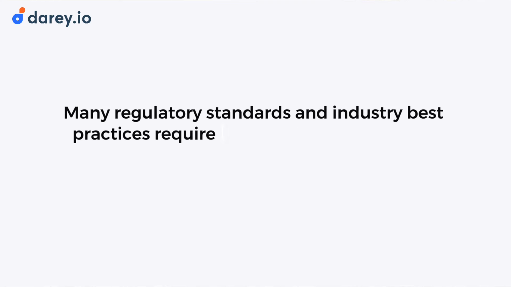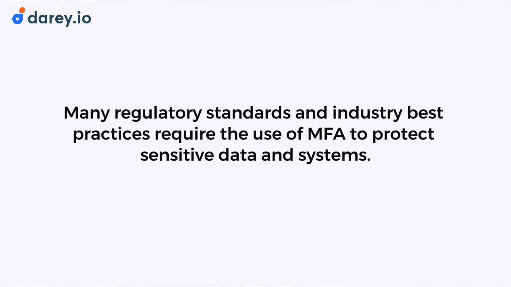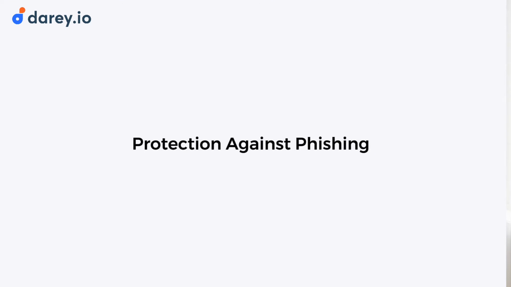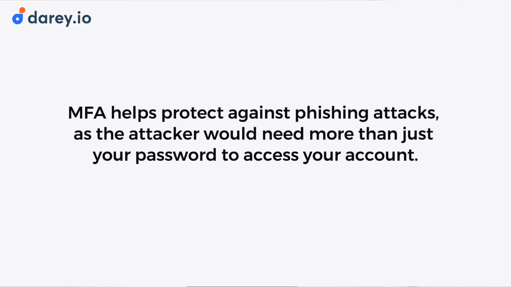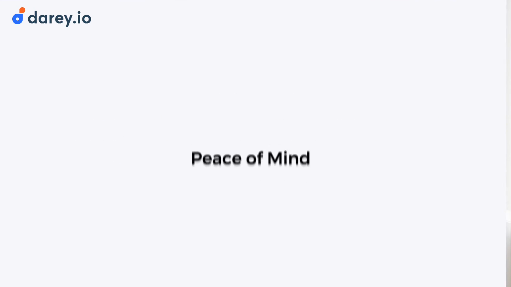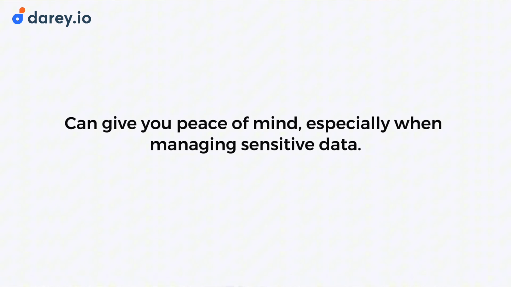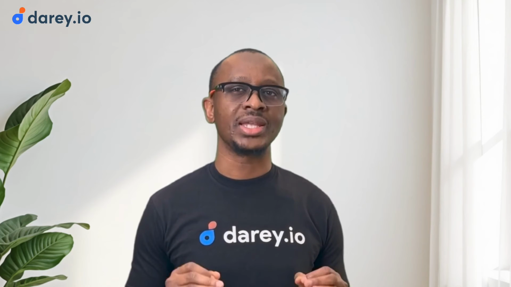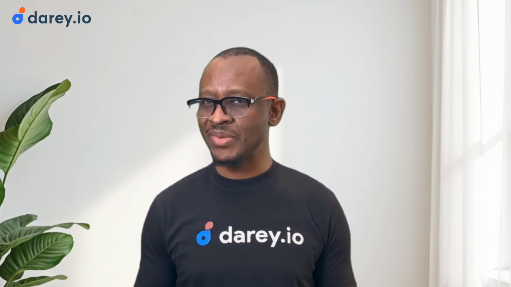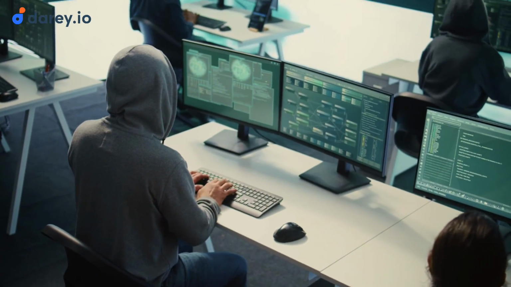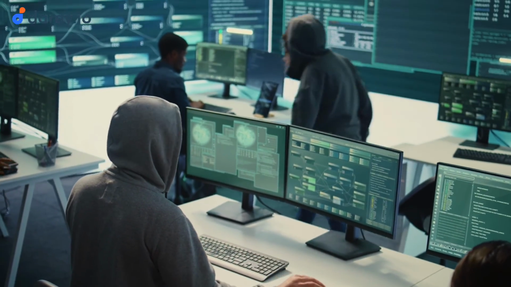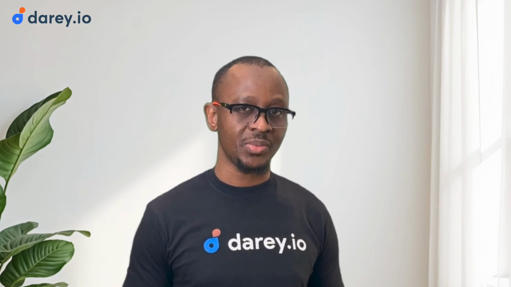Compliance. Many regulatory standards and industry best practices require the use of MFA to protect sensitive data and systems. Protection against phishing. MFA helps protect against phishing attacks, as the attacker would need more than just your password to access your account. Peace of mind. Knowing that your AWS account and resources are protected by an additional layer of security can give you peace of mind, especially when managing sensitive data. For example, if you're managing a production environment with critical data, enabling MFA ensures that only authorized users can access your resources, even if their passwords are compromised.